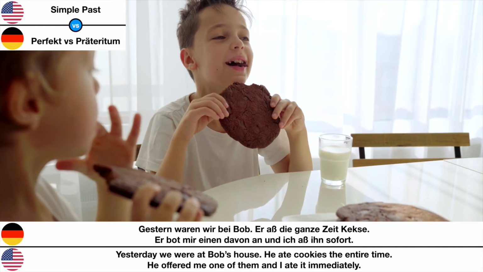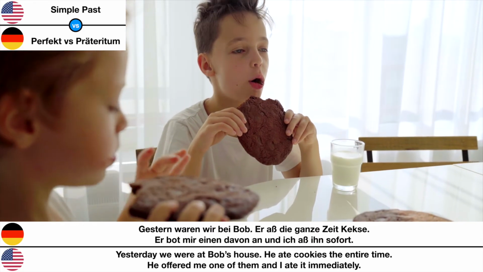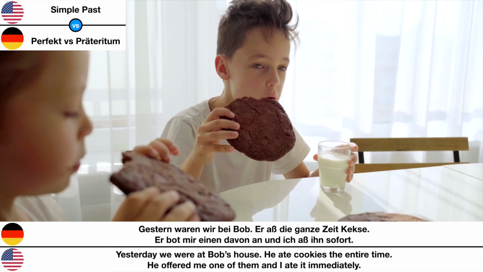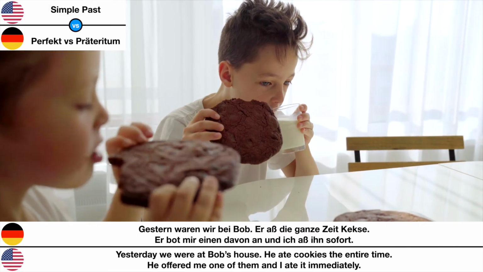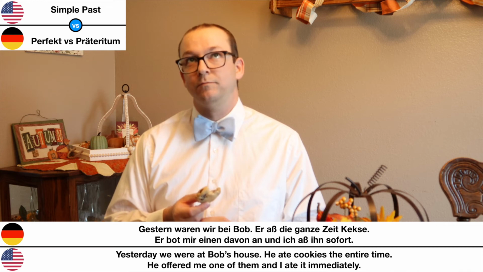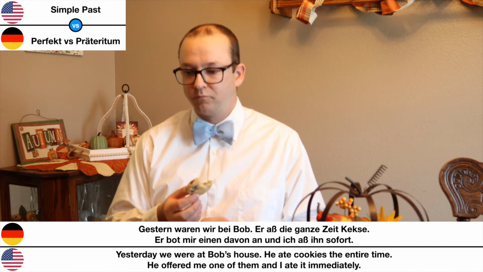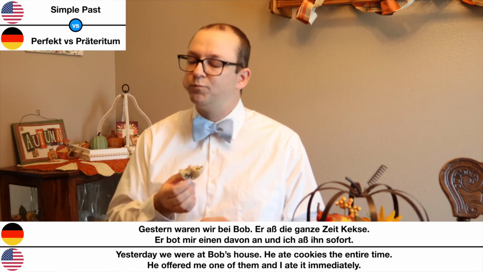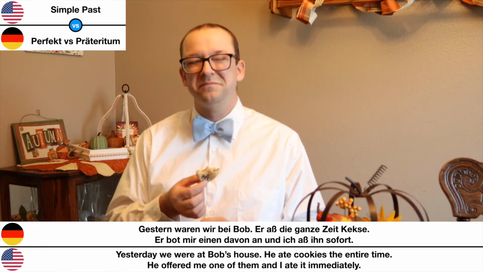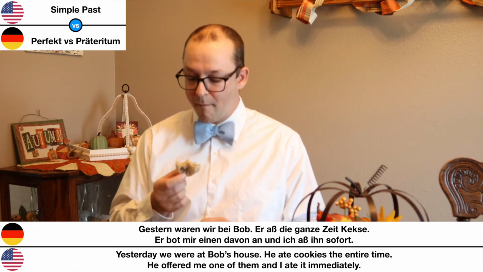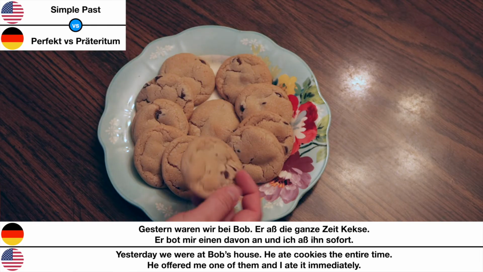If I said the entire story in the Präteritum tense, it would look like this. Gestern waren wir bei Bob. Aß die ganze Zeit Kekse. Bot mir einen davon an und ich aß ihn sofort. Yesterday we were at Bob's house. He ate cookies the entire time. He offered one of them to me, and I ate it immediately. While the English translation did not change, the connotation of the German story did. This version is a recollection of what happened.